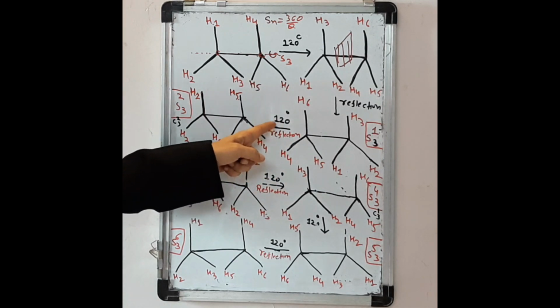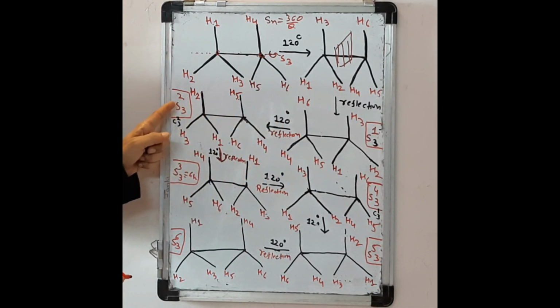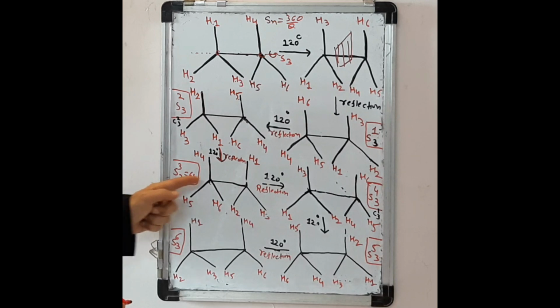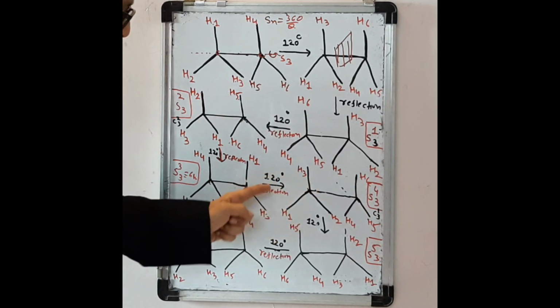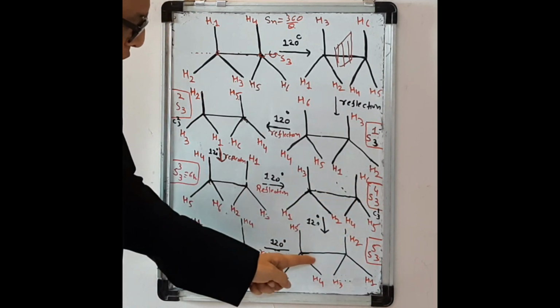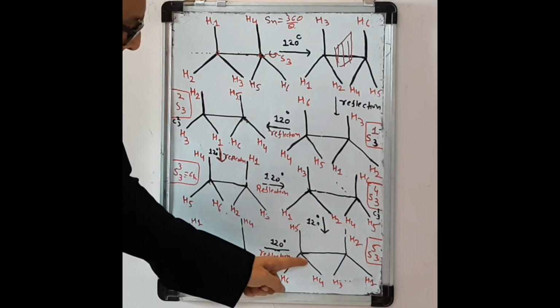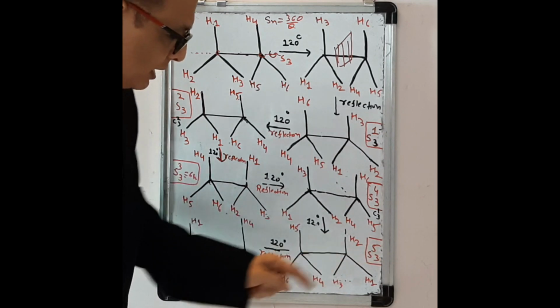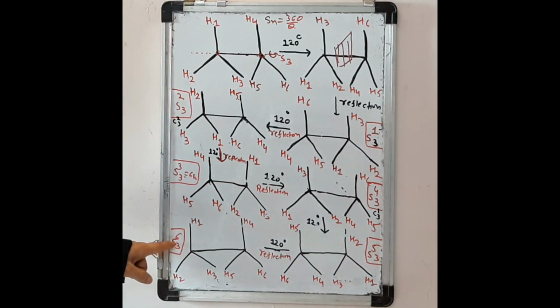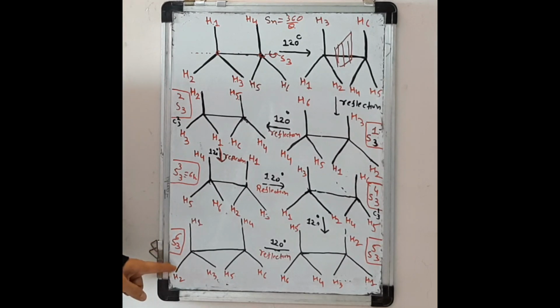Similarly, this is the second rotation followed by reflection, so this is denoted by S23. This is the third rotation followed by reflection, so this is denoted by S33. This is the fourth rotation followed by reflection, so it is denoted by S43. This is the fifth rotation followed by reflection, so this is denoted by S53. This is the sixth rotation followed by reflection, so it is denoted by S63.